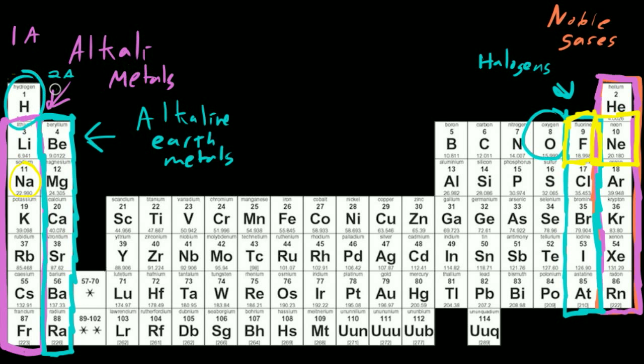All the way to the left of the periodic table, we have the alkali metals. They are incredibly reactive. They're the most reactive metals. Right next to them, we have the alkaline earth metals, also very reactive, but not as reactive as the alkali metals. Then all the way on the right of the periodic table, we have the noble gases, and just to the left of the noble gases, we have the halogens. So that's the important thing to take away from this video.